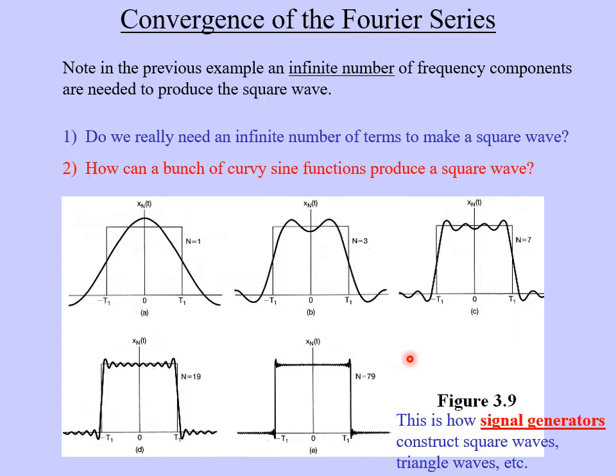By the way, this is how a signal generator can construct a square wave or a triangle wave. It can basically add a bunch of sine or cosine functions together with the right coefficients and get to the point where it exactly mimics the signal that we're looking for.